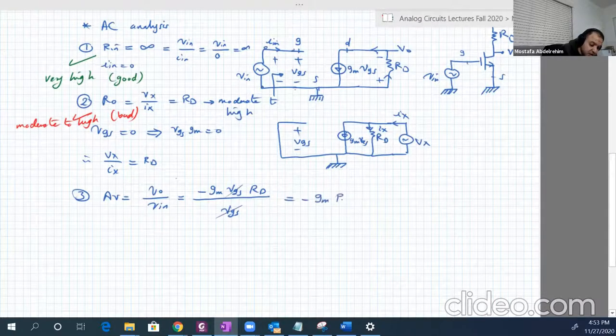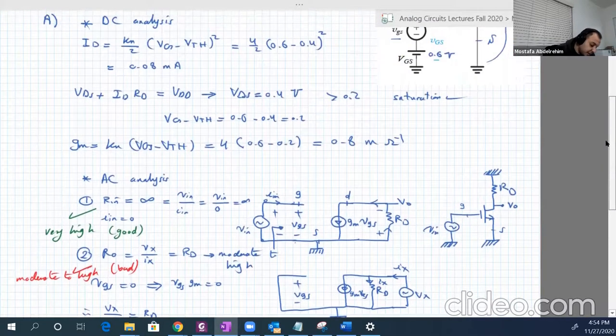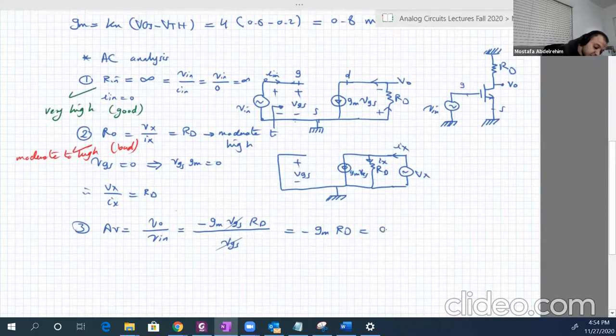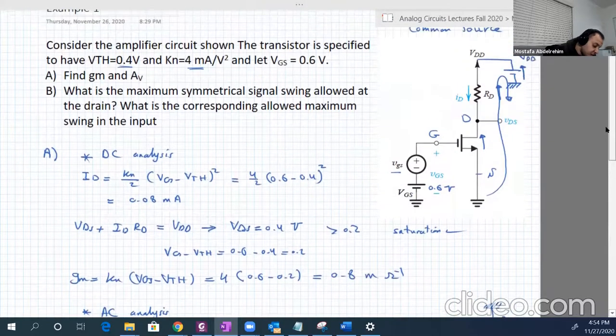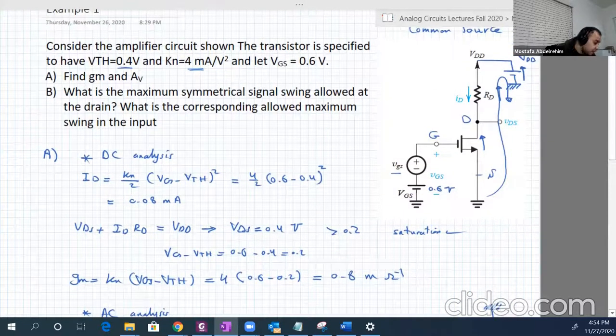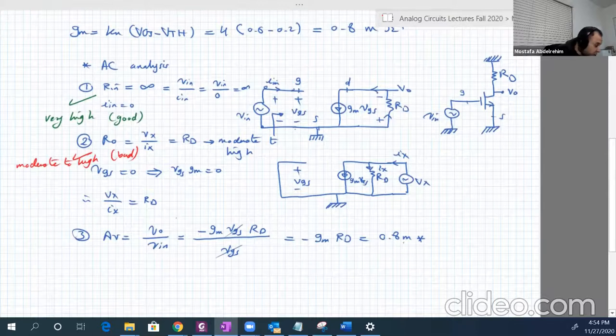This minus gm RD. In our case here, gm is 0.8 milli, and RD is, how much is RD? I think it was 17.5 kilo ohms. This is a given, but I forgot to put it. Okay, so 0.8 milli multiplied by 17.5 kilo. So let's do this together. I think I have it, yeah. It's minus 14.